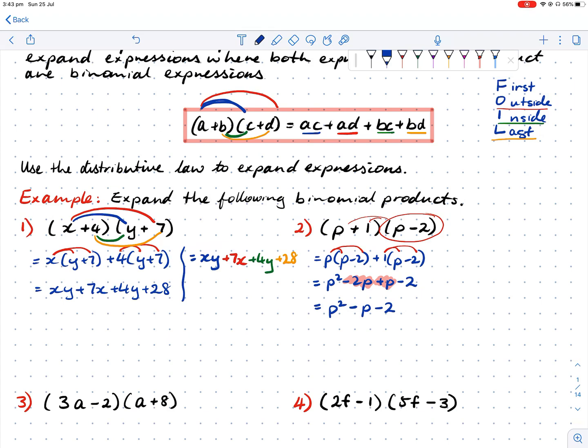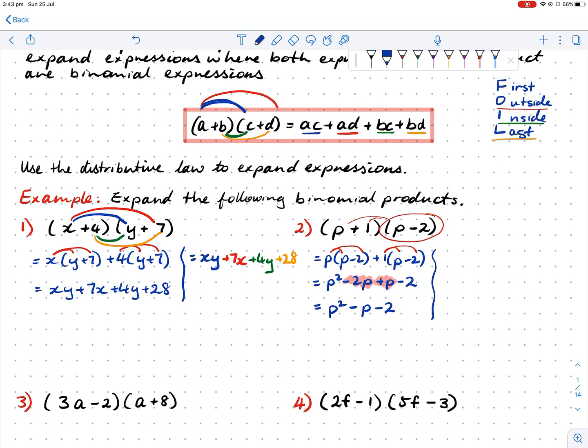Now this expression here is actually a special type of expression. We're going to do a lot more with this. This is going to be a really big focus in this topic. This is actually called a trinomial. Okay, we talked about binomials before. A trinomial has 3 terms in it, and this is a special trinomial that we will be working with.